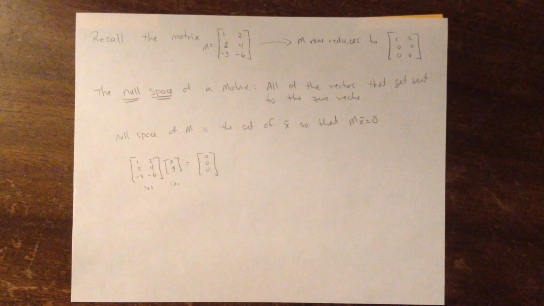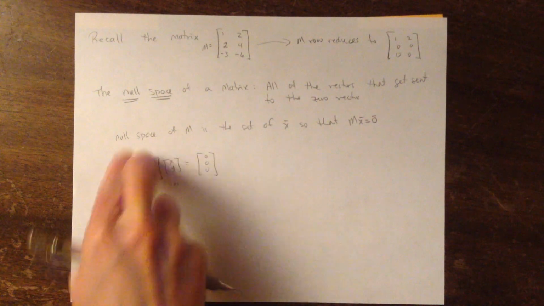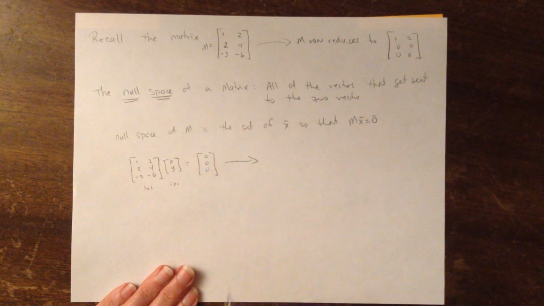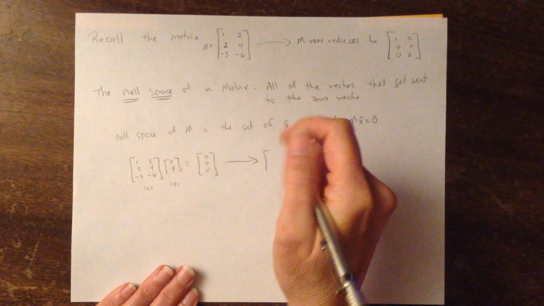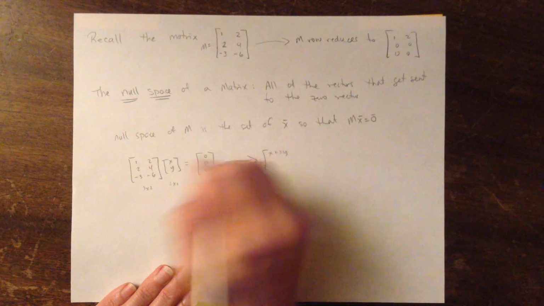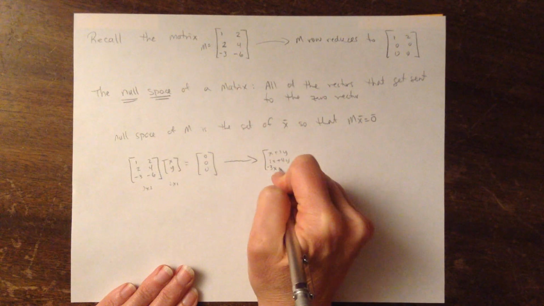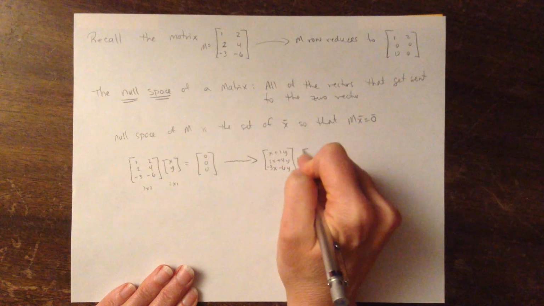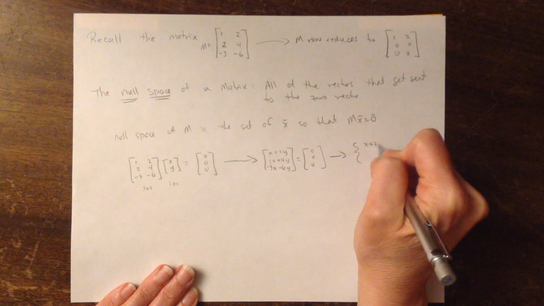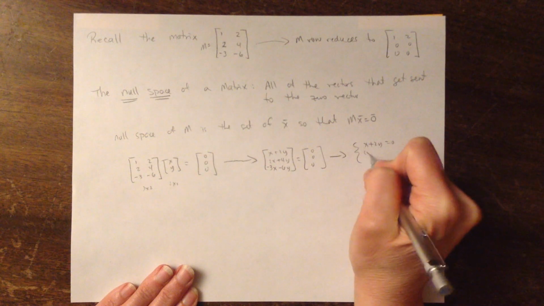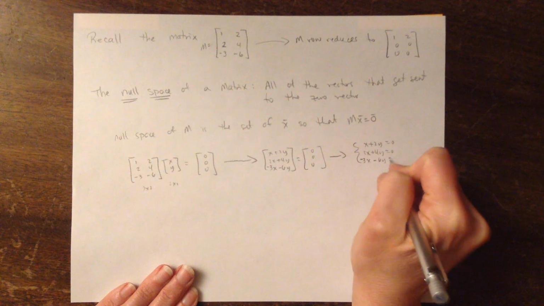So we end up with a system of linear equations here. If I perform this row by column multiplication, the first row of this product is x plus 2y. And then the second row is going to be 2x plus 4y. And then the third row is going to be negative 3x minus 6y. That's got to be equal to 0, 0, 0. So you get this system: x plus 2y equals 0, 2x plus 4y equals 0, and negative 3x minus 6y equals 0.